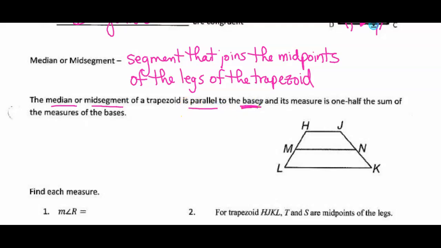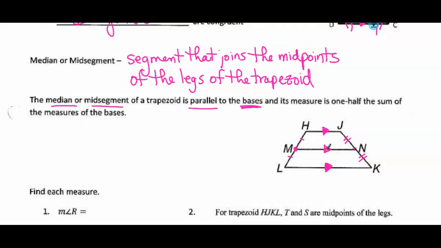So in this picture over here, if this is a trapezoid, we know that this is parallel to this. To know that this is a midsegment, you would have to know these are your midpoints. So this would be congruent to this, and this would be congruent to this, and you would know this is parallel.